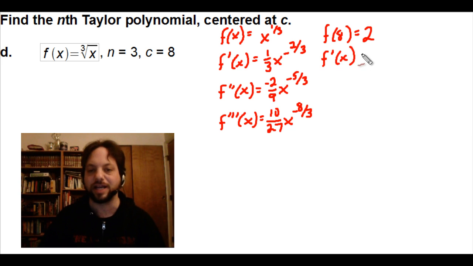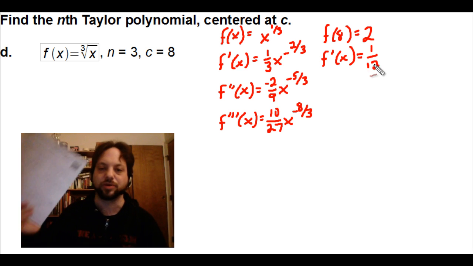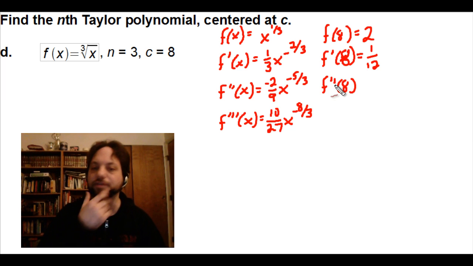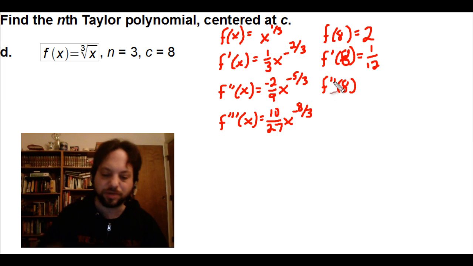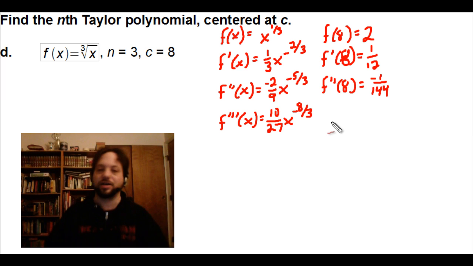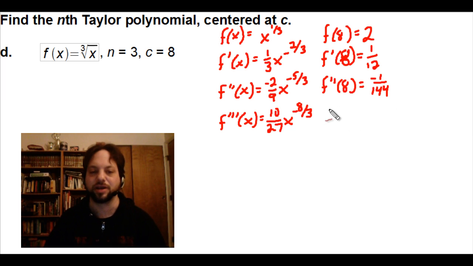f prime of 8, not extremely difficult. That one you should be able to do. I, of course, am going to look over my notes that I've already done. Our second derivative evaluated at 8, and this should say 8 here, starts to become a little bit more fun. And by fun, I mean we get the result of negative 1 over 144. And that's a good time right there.